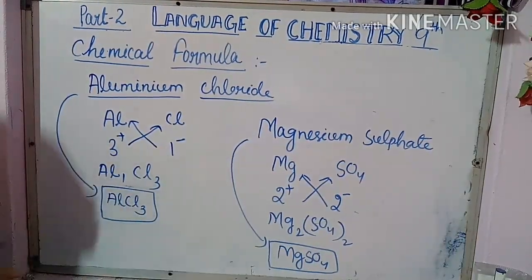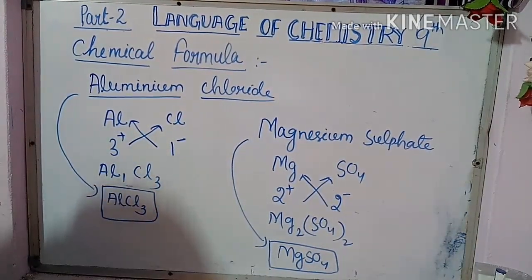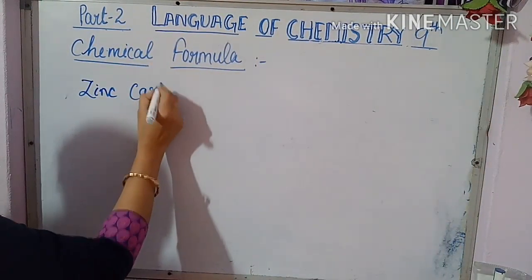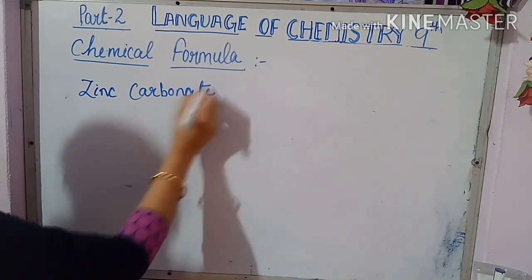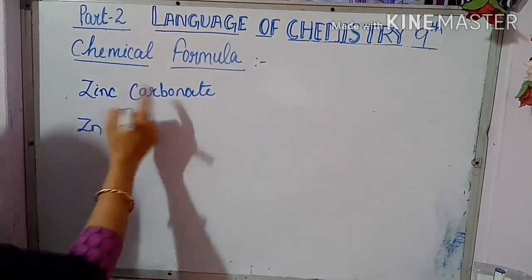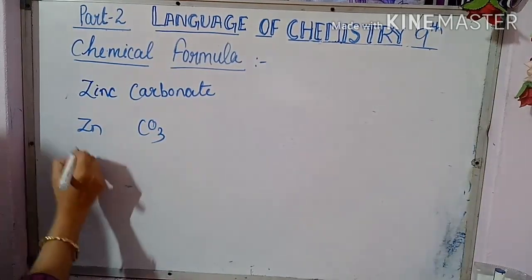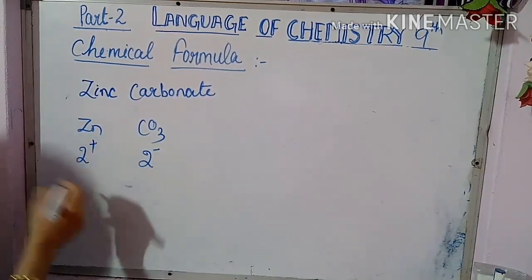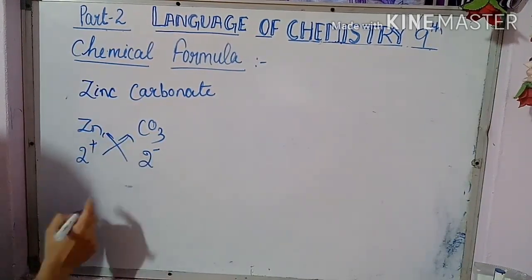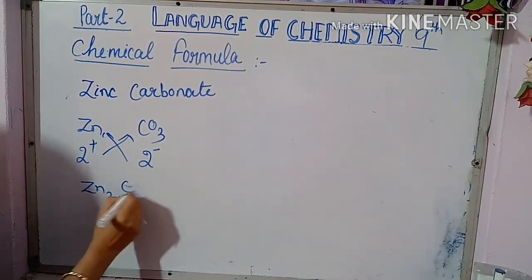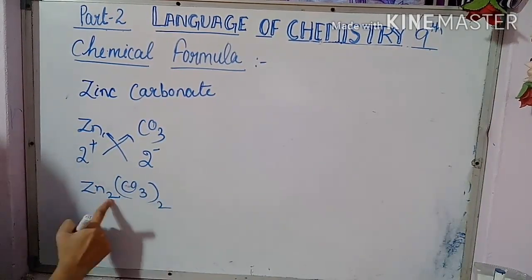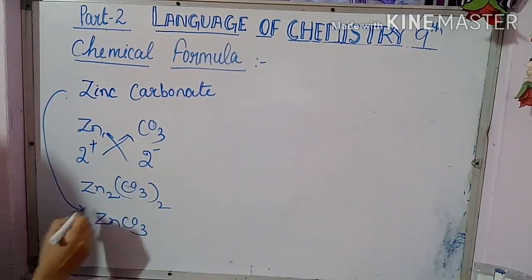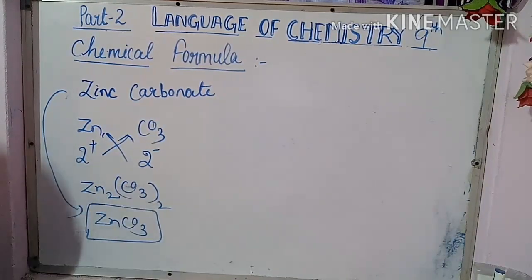Now we can see more formulas also. Now suppose you take zinc carbonate. What is the symbol of zinc? Zn. What is the symbol of carbonate? CO3. What is the valency of zinc? 2 plus. What is the valency of carbonate? 2 minus. Same procedure you follow, exchange the valencies. What will you get? Zn2CO3. You have to put bracket. 2 also same. So no need to write. So that is ZnCO3. Now the final formula of zinc carbonate is ZnCO3.